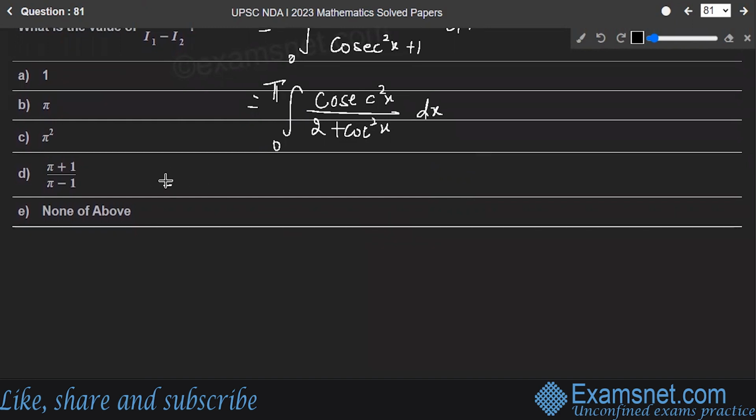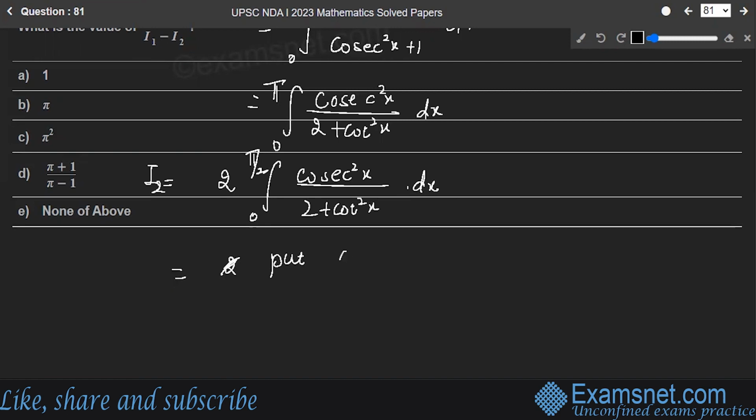Now this can be written as I2. I'm changing the limits from 0 to pi. So this is equal to twice into 0 to pi by 2 cosecant square x upon 2 plus cotangent square x dx. Okay, now let's put cot x is equal to t. Let's take the derivative, minus cosecant square x dx is equal to dt.